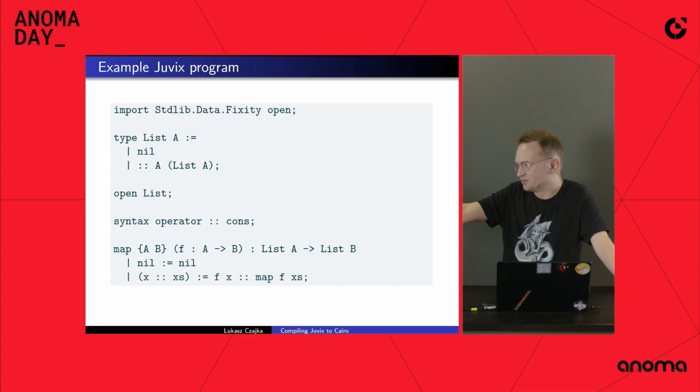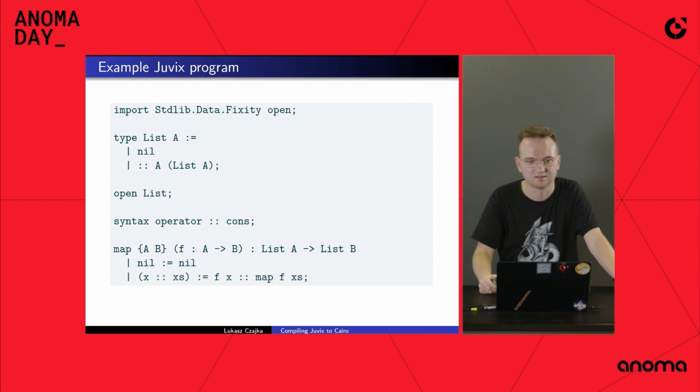For if this list argument is nil, then it returns nil. If it has a head x and a tail xs, then it uses the function f on x and recursively maps f on xs and, well, conses the result of that.